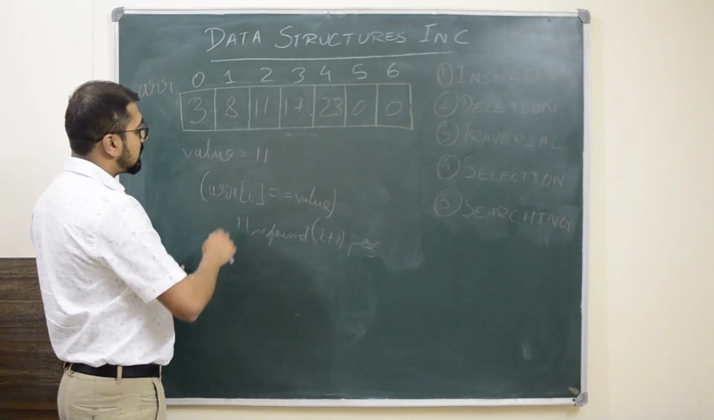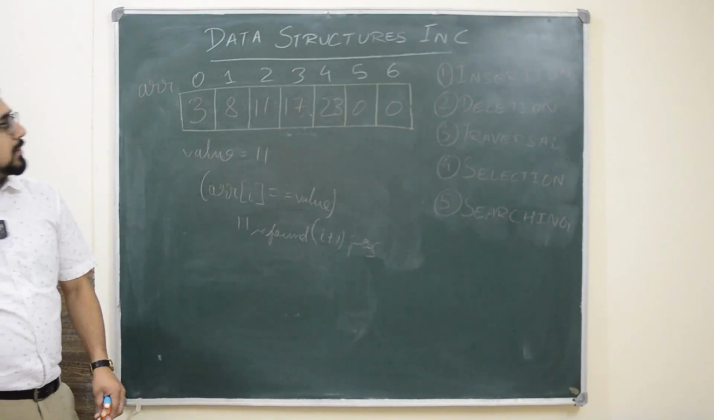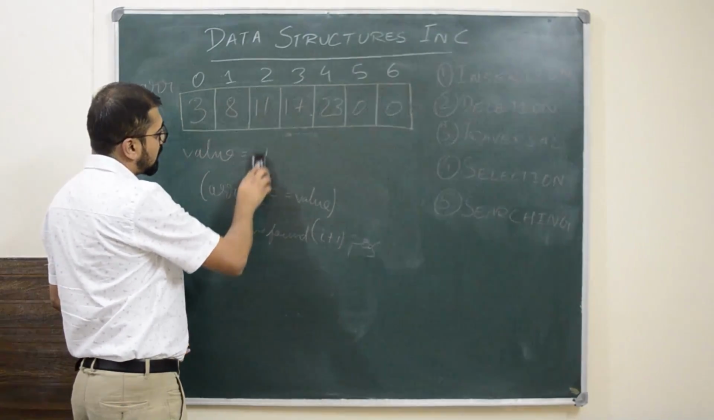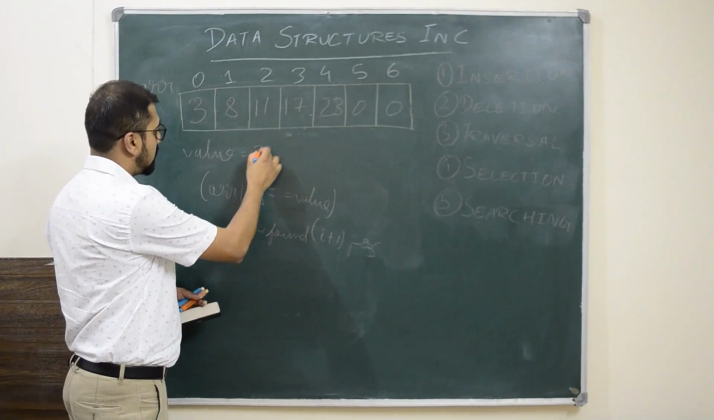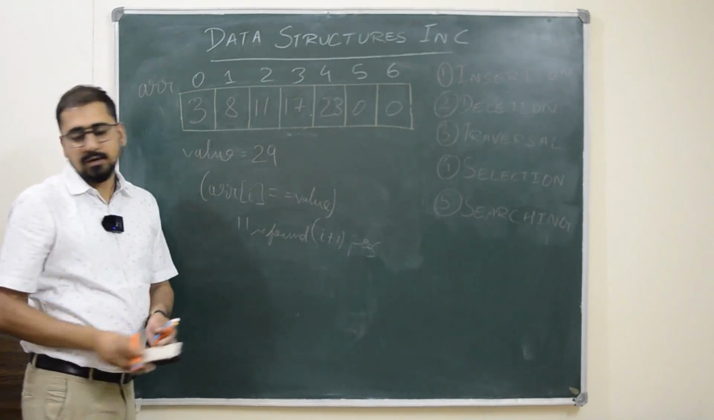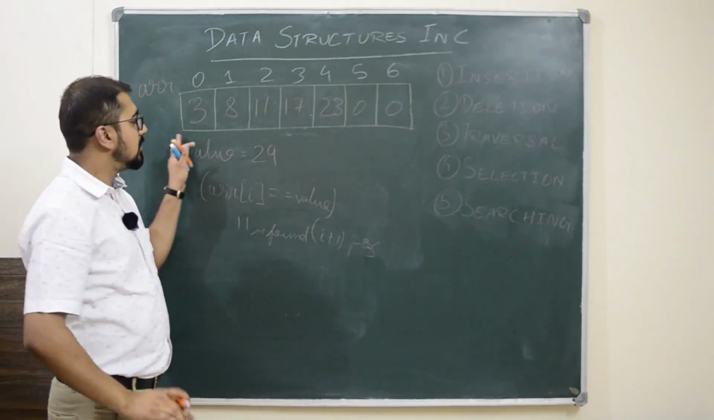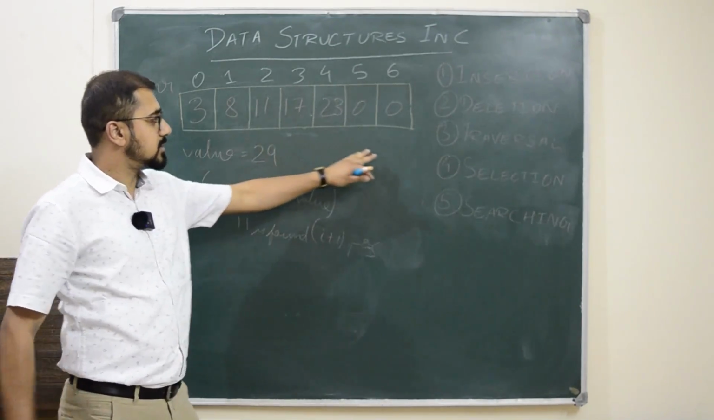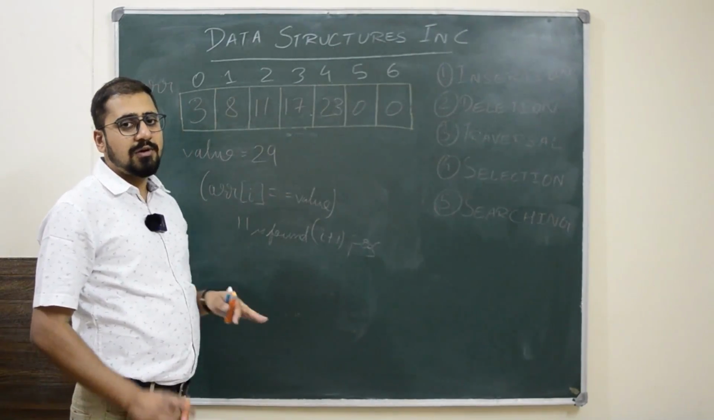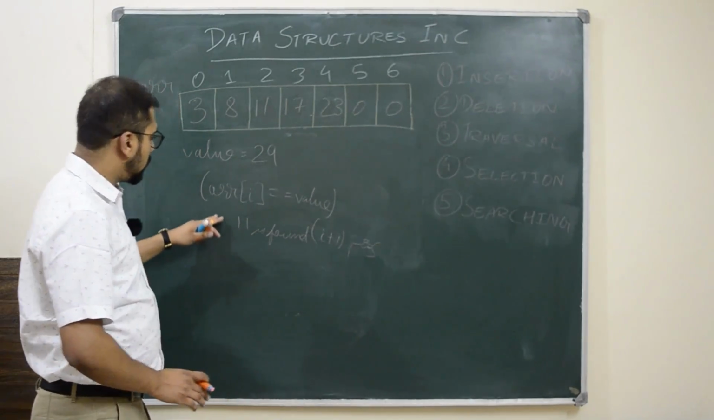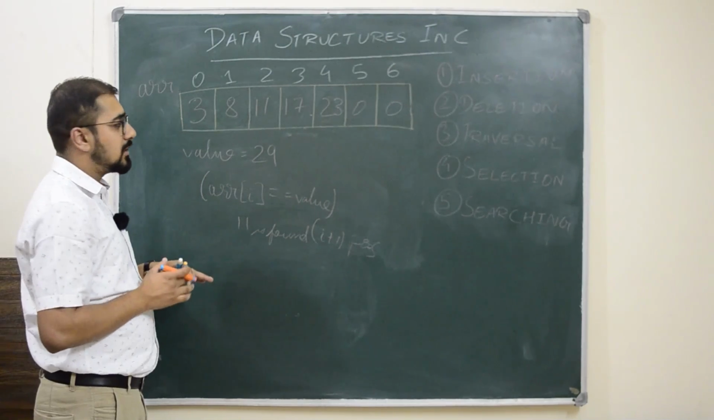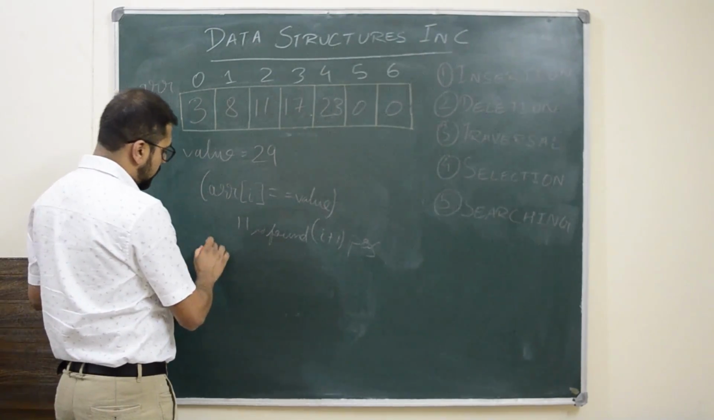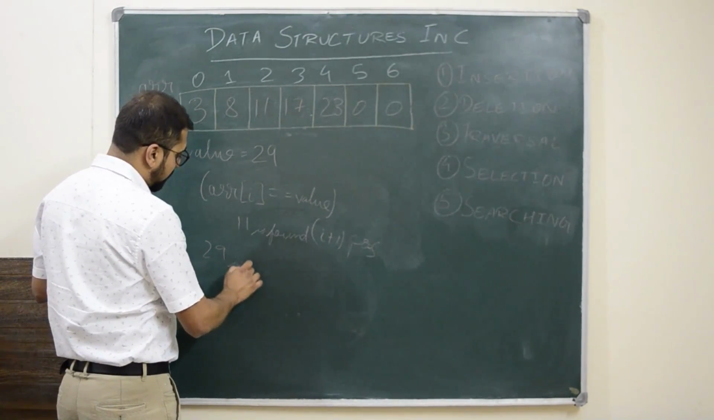Or else, let's say the user gives the input here as 29. For the entire execution from 0 to 6, the value 29 will not be found anywhere. So this statement will never be true, and at last it will finally give the result as the value 29 is not found.